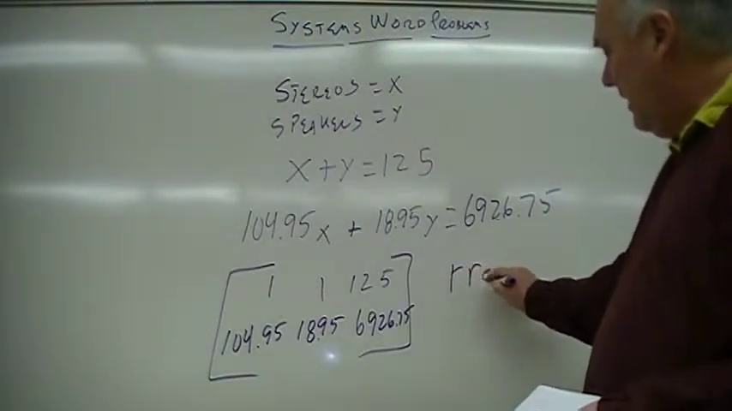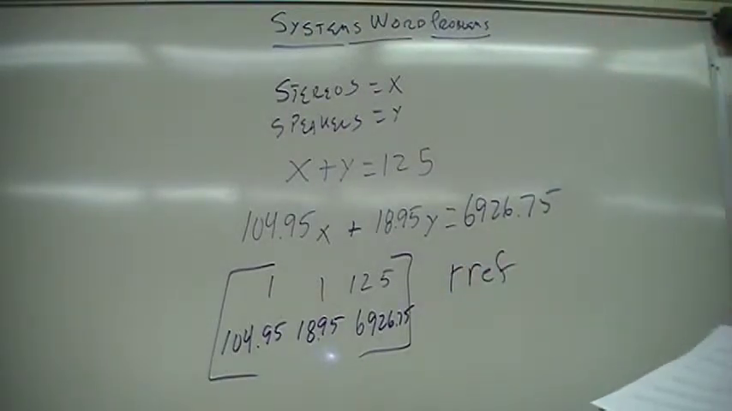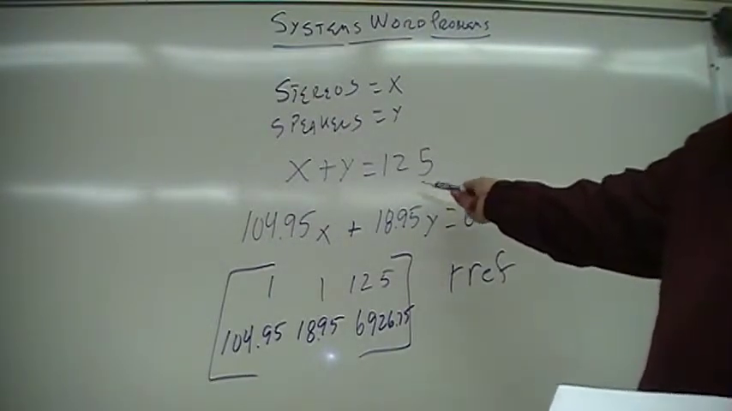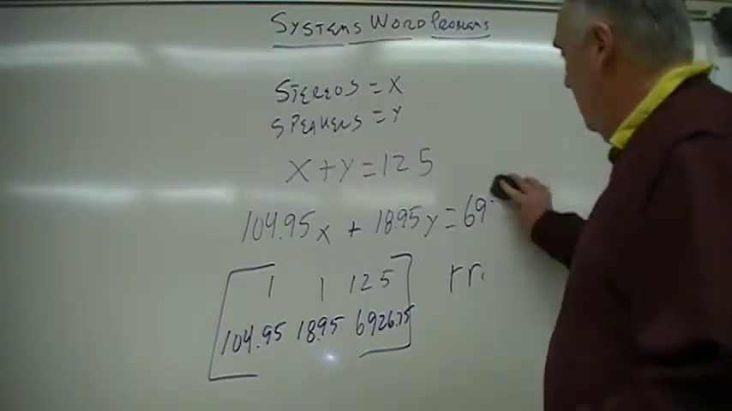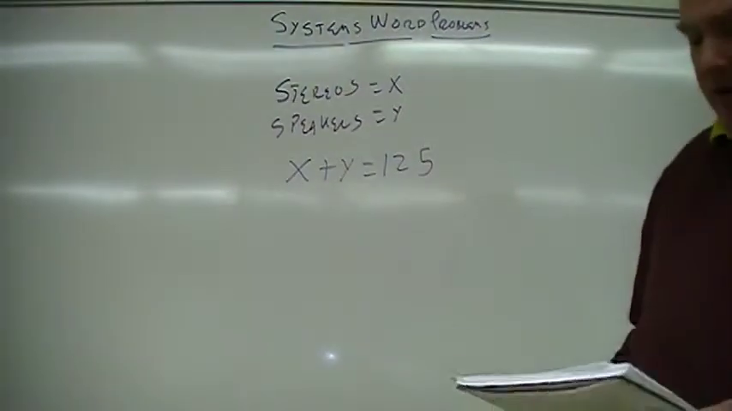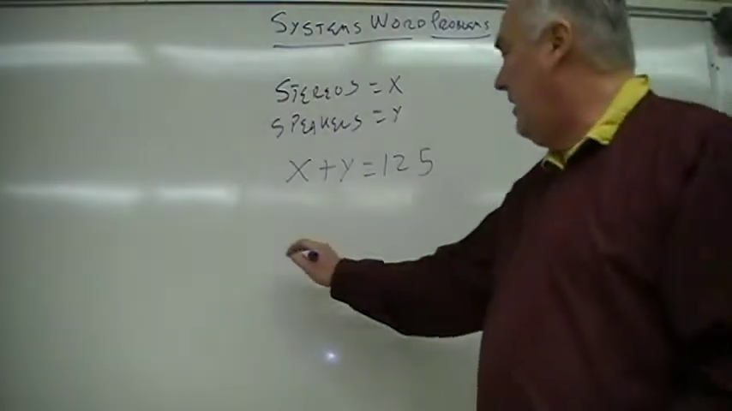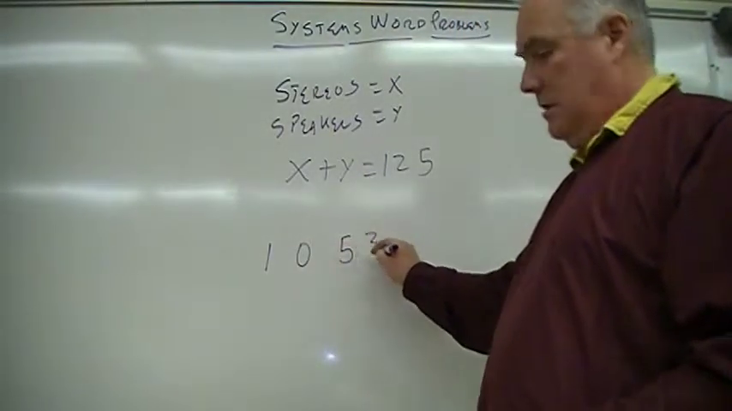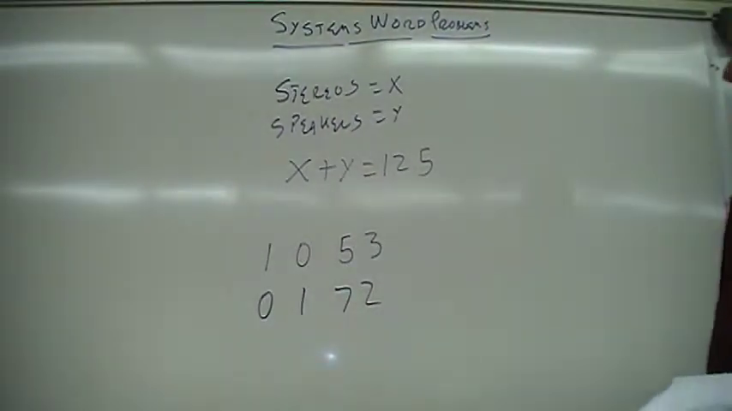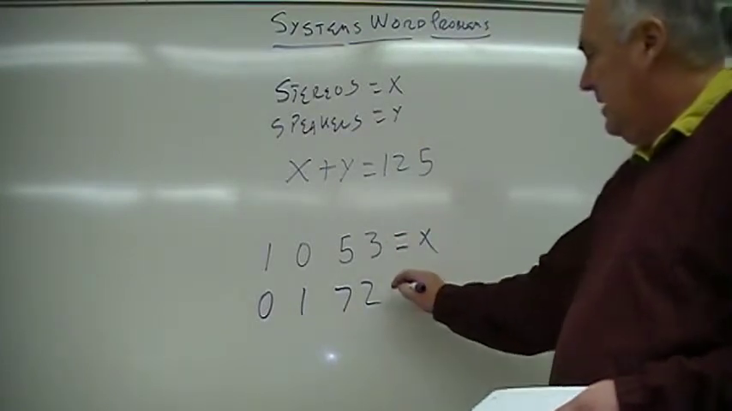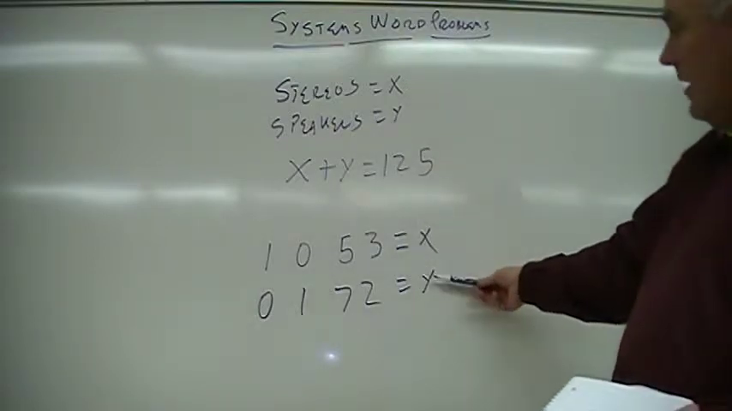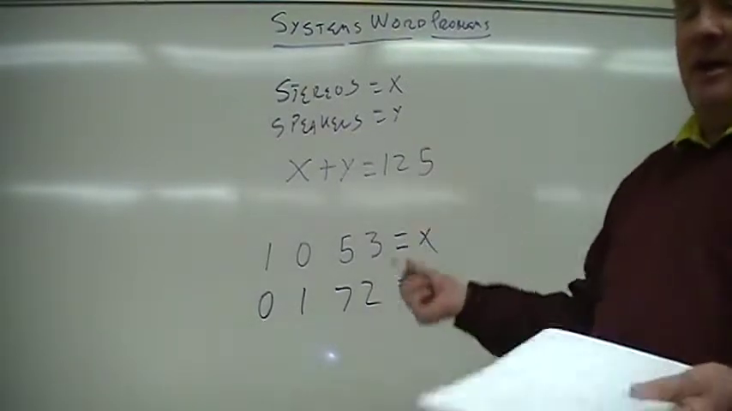Go to RREF in the matrix menu. We've been practicing that with just regular equations, so you should be able to take it from here. When you do all that, your answer is going to come out in our matrix. This is going to equal x, that's going to equal y. This will tell you how many stereos, this will tell you how many speakers, and that gives us our answer.